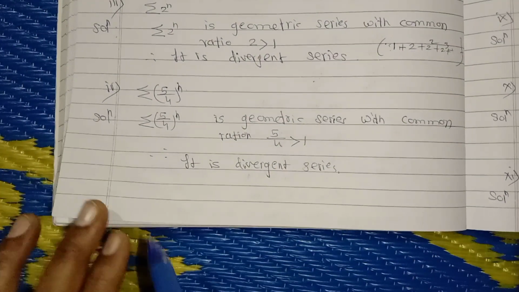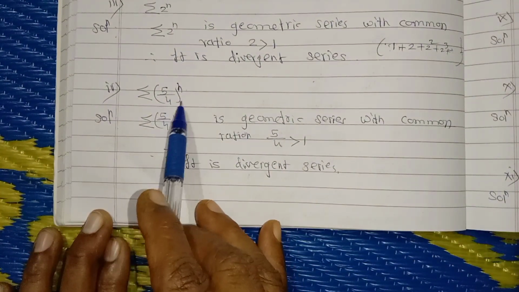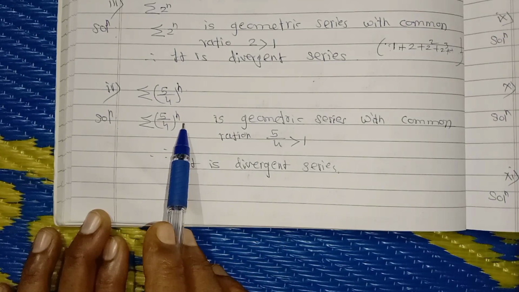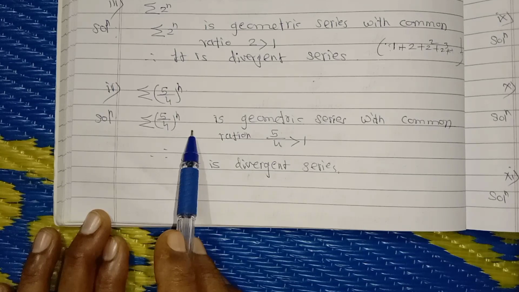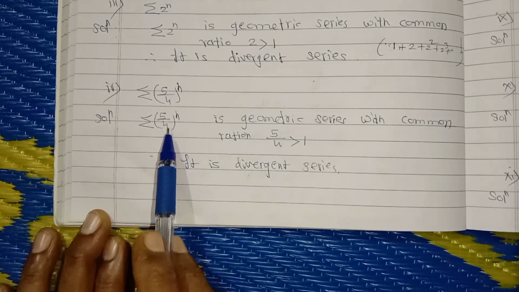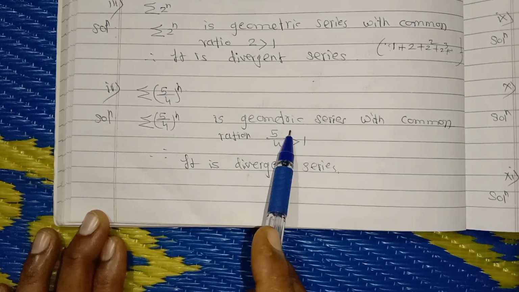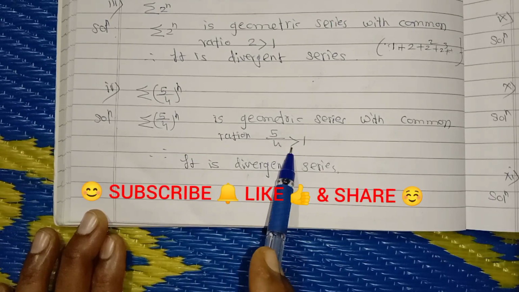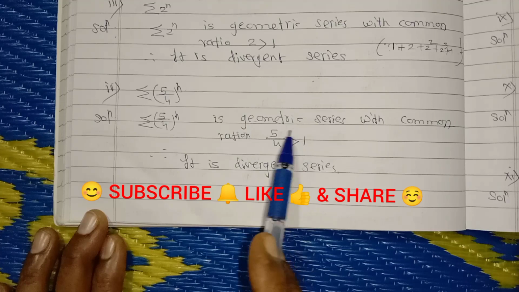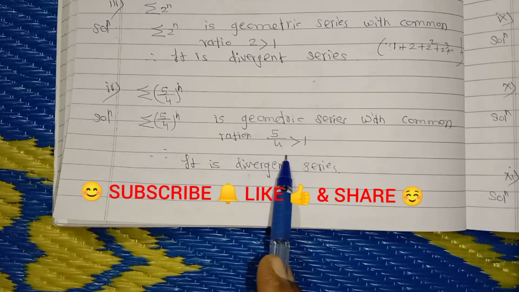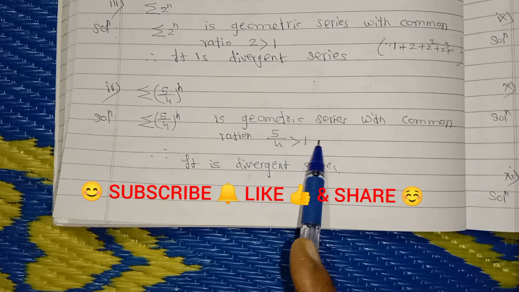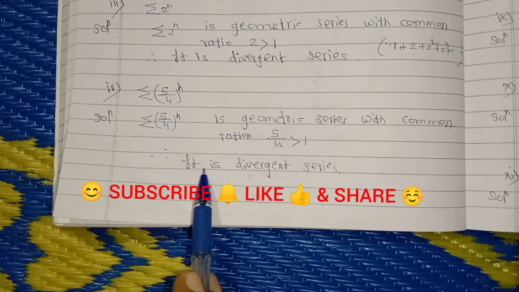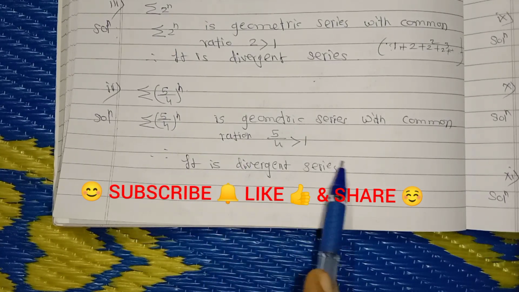Next example is summation of 5 by 4 raised to n. We write the given series in the solution. This summation 5 by 4 raised to n is a geometric series with common ratio 5 by 4, which is greater than 1, and if in a geometric series common ratio is greater than 1, then the series is divergent. So the given series summation of 5 by 4 raised to n is a divergent series.